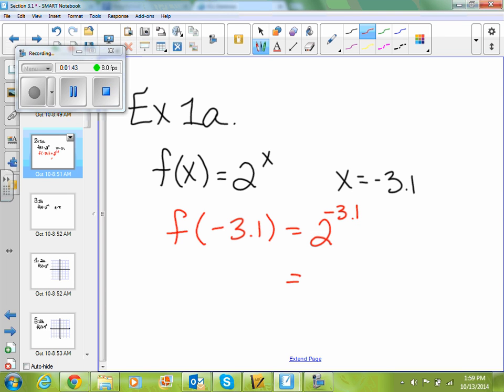And what do we get estimated to 3 decimal places? 0.117, so 0.117.